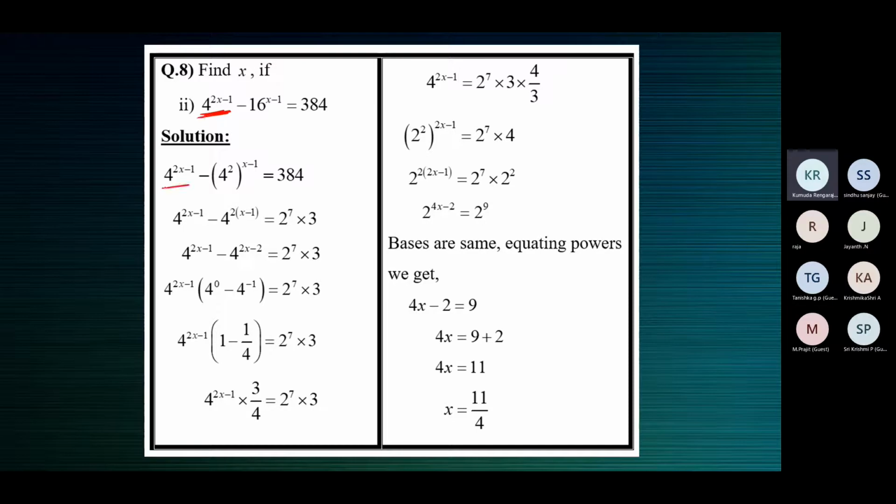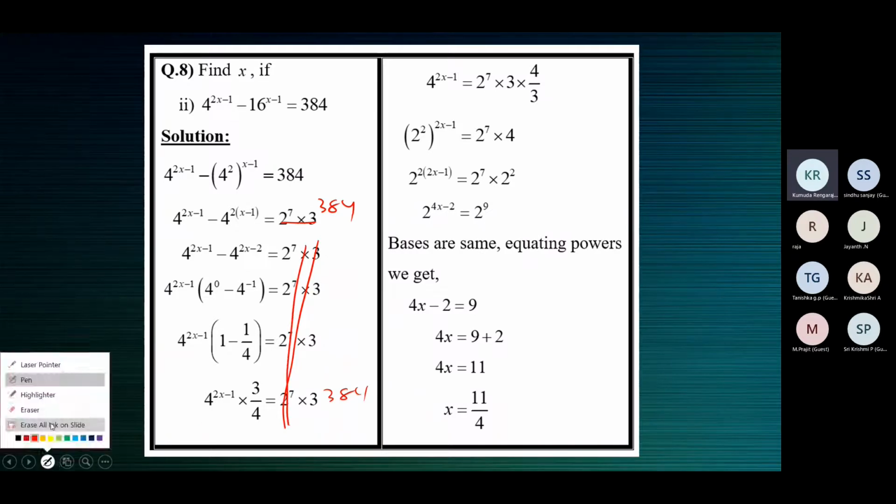4 to the power 2x minus 1 as it is. Minus 16 is 4 squared, so you can see 4 squared here, to the power x minus 1. Is this understood? Yes, ma'am. All right. Is equal to 384. I told you don't worry about this. This can be 384 everywhere till here. It can be only 384, or you can find the prime factors.